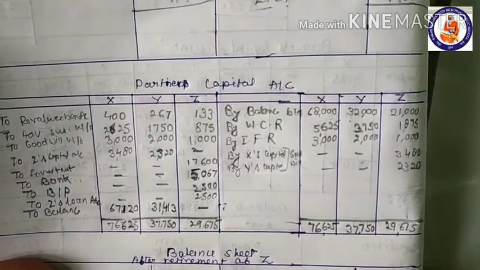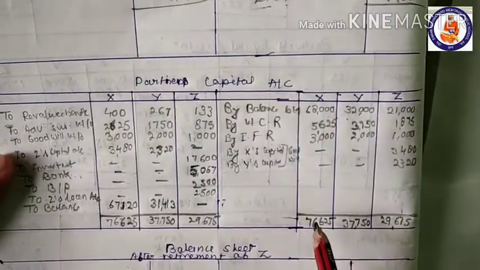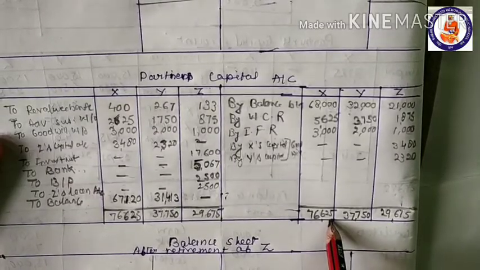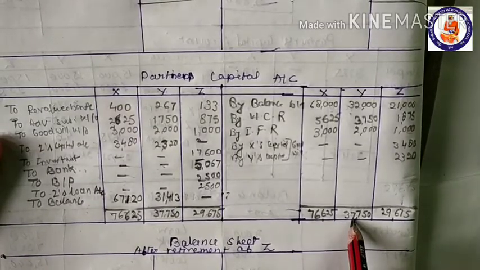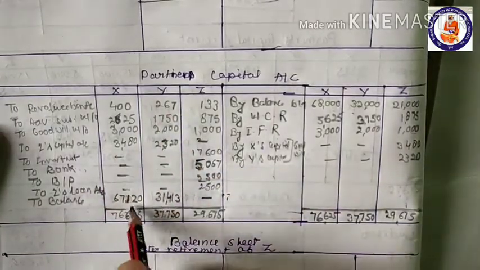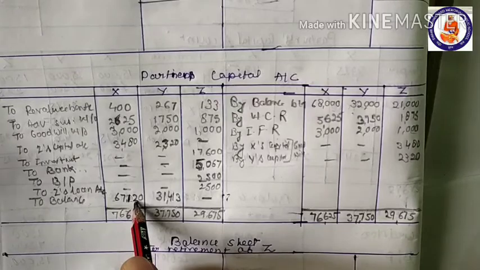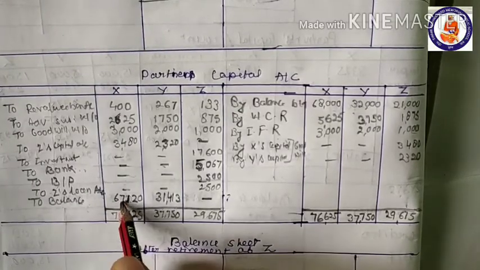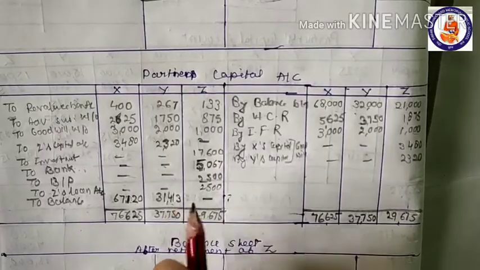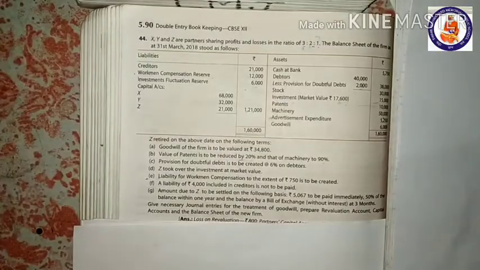So now when we total up X's capital and Y's capital, it comes to 76,625 here and 37,750 here. When we take the balance, it comes to 67,120, the balance of X's capital account, and 31,430, the balance of Y's capital account. So students, now we are going to make the balance sheet of this question.